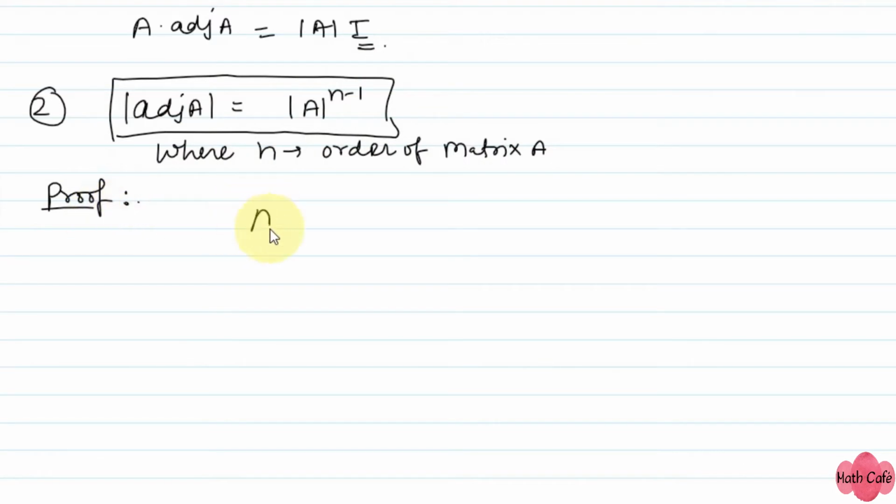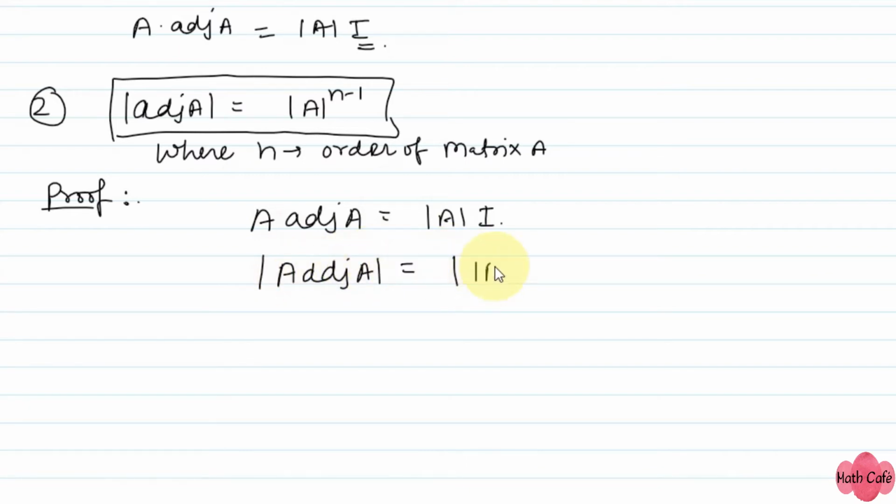Okay, so as we know, A multiplied by adjoint of A is determinant of A into I. We have already proved this in the first part, that is point number 1. Alright, so we will take the determinant value on both sides. So determinant of A multiplied by adjoint of A is nothing but determinant value of determinant of A times I. Okay, so finally we can separate both the terms. So determinant of A multiplied by determinant of adjoint of A is equal to, I can take this determinant of A outside of this determinant.